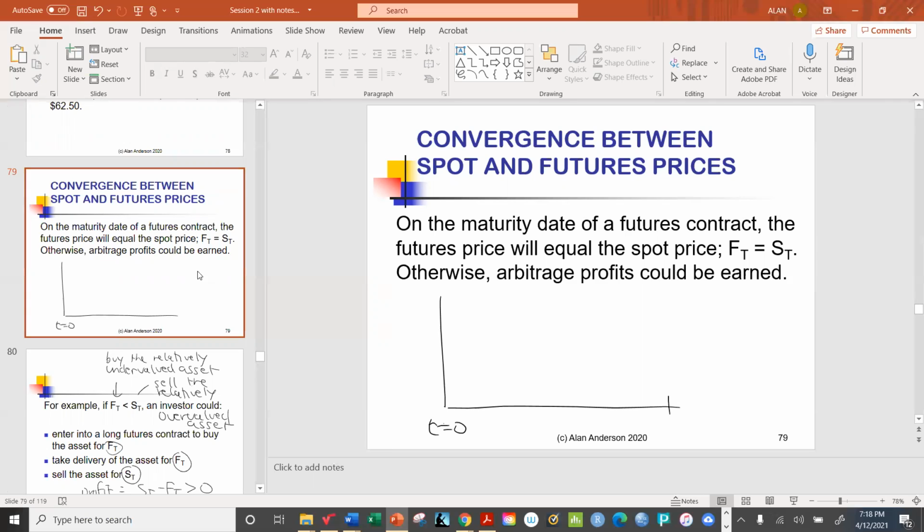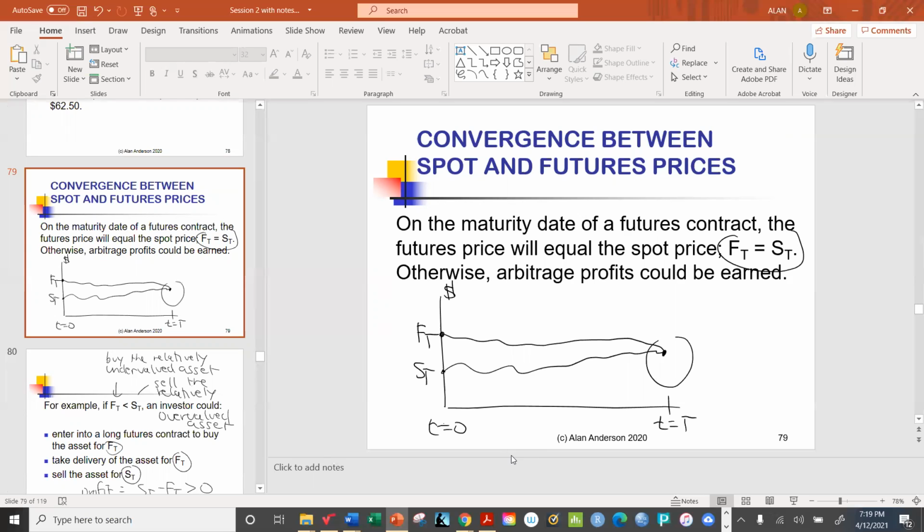And let's say the maturity date is capital T. Let's say initially the forward price was here and the spot price was here. And of course, the spot price will bounce around. But on that date, we're guaranteed these two equal each other. If they don't, we can earn arbitrage profits.